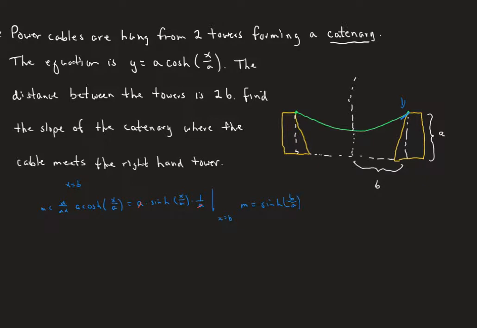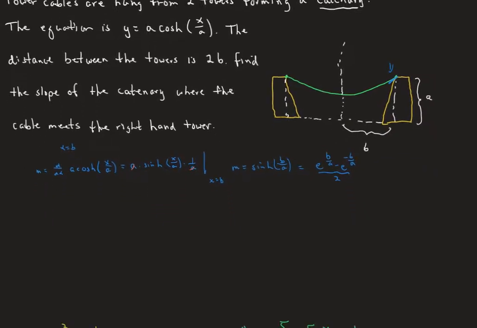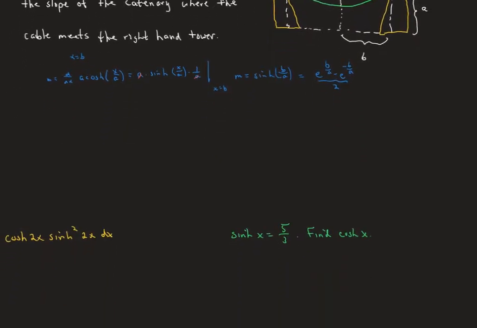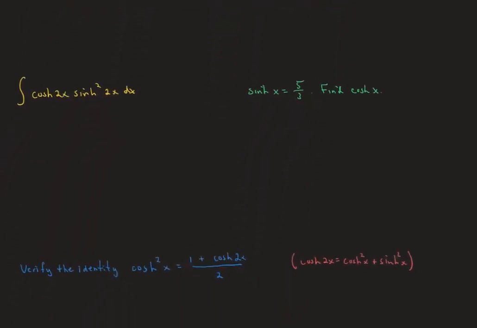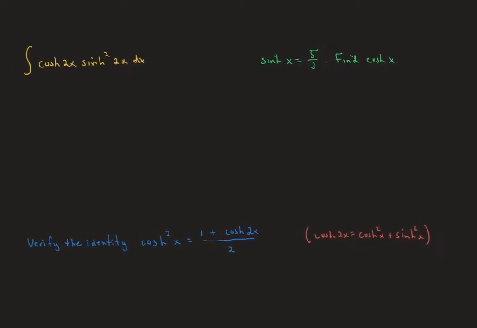Or if you remember what that is, our hyperbolic sine really involves these exponentials. So it's e to the b over a minus e to the negative b over a, all over 2. Okay, that's all. Just wanted to get a chance to talk about that idea of what a catenary is. And here's a little bit more just calculus with these things.